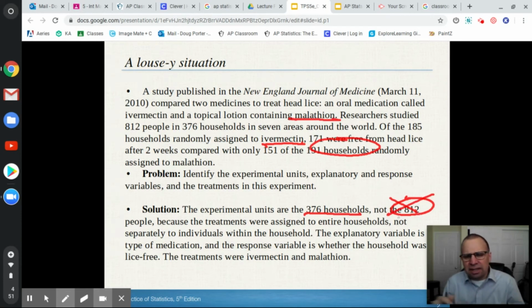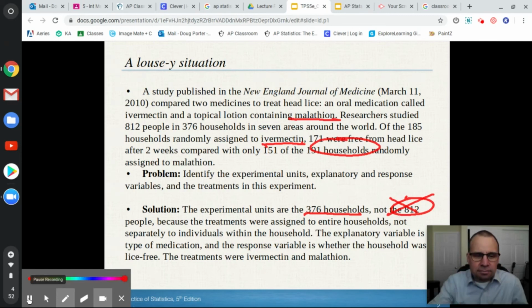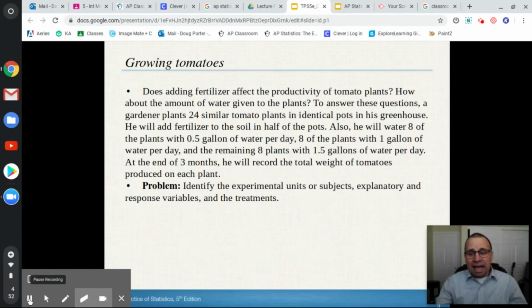So yeah, that experimental unit is the smallest unit that gets the treatment. The explanatory variable is the type of medication. And then the response variable is whether or not they were lice-free. Does adding fertilizer affect the productivity of tomato plants? Read through this example and we'll go over the answer to this one. Go ahead and pause the video.